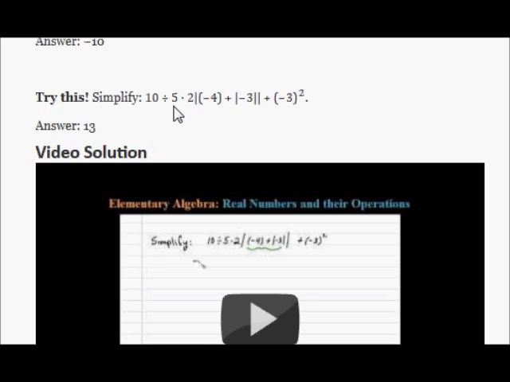Okay, now we got divide, multiply, and add. So let's go left to right with the divide and multiply first. 10 divided by 5 is 2. 2 times, this was all equal to 2, is 4. Okay, so this is all equal to 4. 4 plus 9 is 13, and that's our answer.